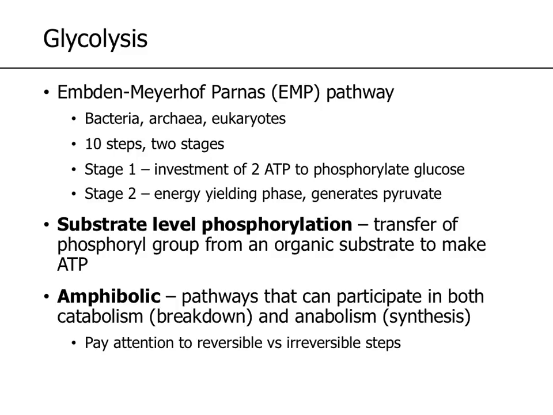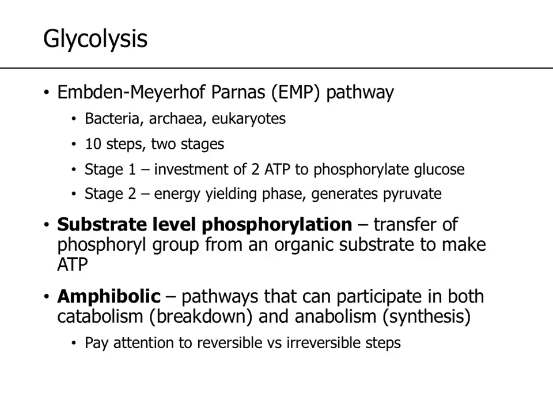So throughout these different processes, this is the same for all of them, we will generate ATP, but this is via substrate level phosphorylation. So it's the transfer of a phosphoryl group from an organic substrate to make ATP. The other thing that I want you to pay attention to is whether or not the reactions are reversible. So that's what amphibolic basically refers to: certain reactions in this pathway can participate both in the breakdown and in the synthesis, so going the other way, which we will talk about maybe in a couple of lectures.